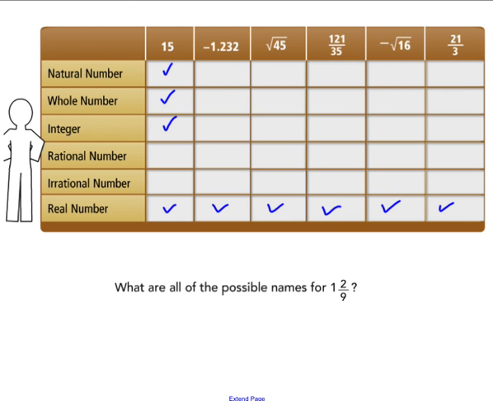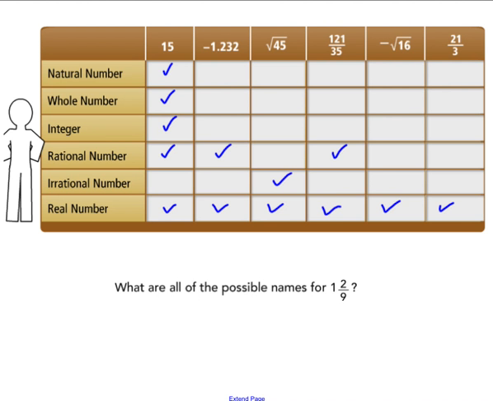Okay, 15 is in fact rational. Okay, therefore it is not irrational. A number can either be rational or irrational. It cannot be both. Okay, right here, negative 1.232, that's a decimal, that terminates. That is rational. That is not an integer because it is not a nice number. The square root of 45, okay, that is not a perfect square, and we talked about this at the beginning of this video. Therefore, it is irrational. 21 over 35 is not a nice number, but it is a fraction, and fractions are rational.